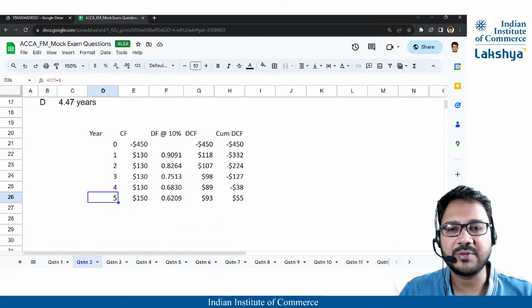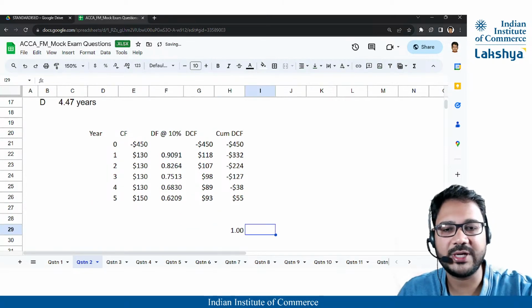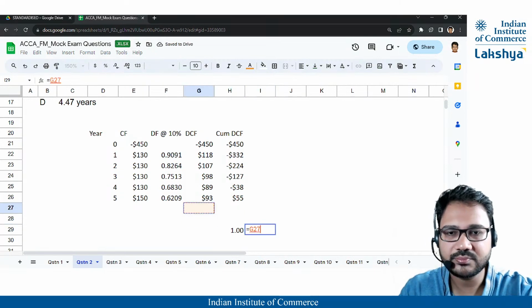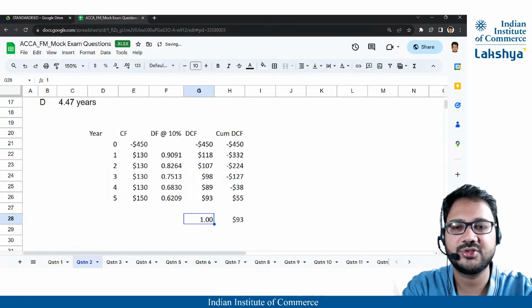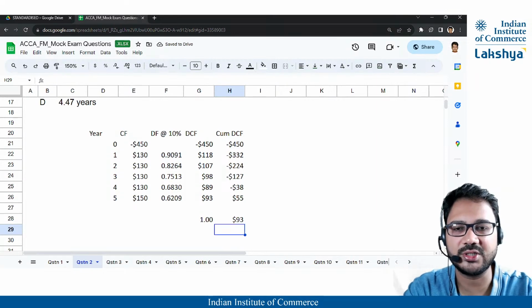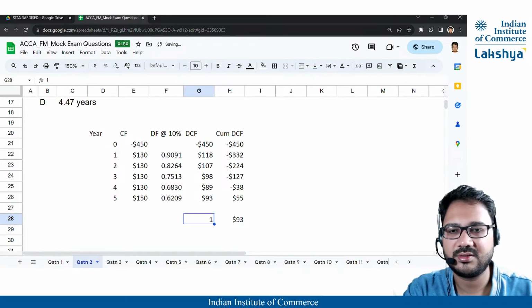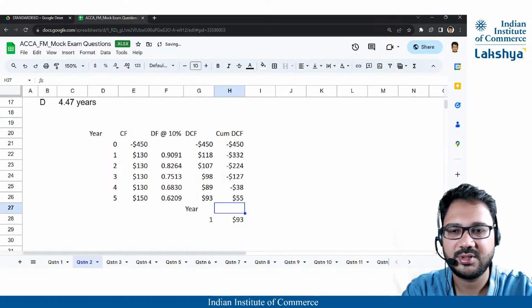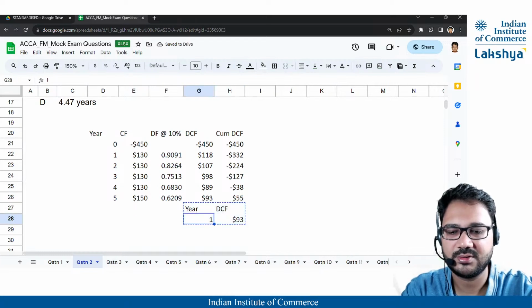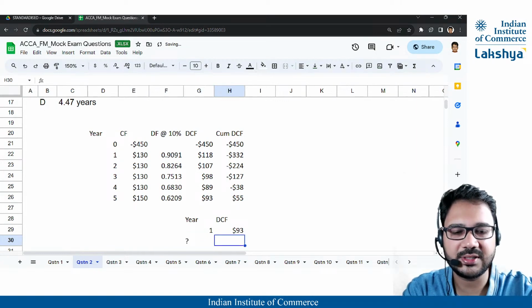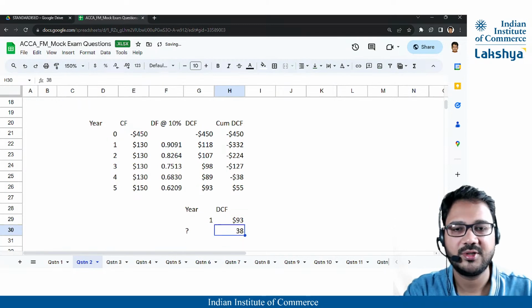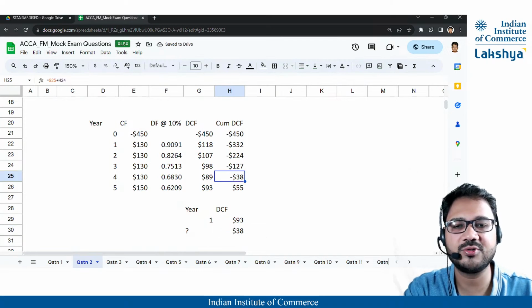So in the 5th year, how much is the cash flow? The cash flow is 93. So in one entire year, we are earning $93. Okay, let me just put this a little up. Yeah, so in one entire year, we are earning $93. This is basically a year. And this is the discounted cash flow that we are earning. Okay. And the question is, in how many years do we earn exactly $38? Why 38? Because that is what we require to turn this negative 38 into 0.